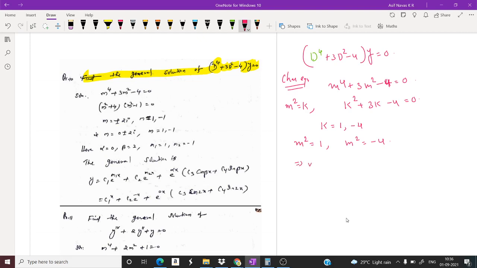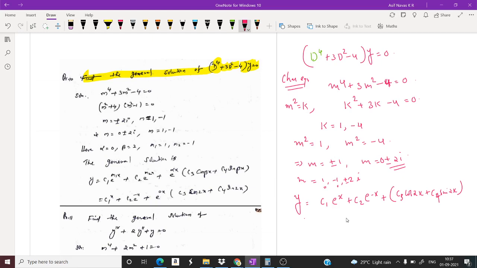Now, which implies m is equal to plus or minus 1. And here m is equal to plus or minus 2i. So how many roots are there? m equal to 1, minus 1, plus or minus 2i. So now we can write the solution. There are two real and distinct roots, so c1 e raised to x plus c2 e raised to minus x, and there is a complex root. Alpha is 0, right? 0 plus or minus 2i. So you will get e raised to 0 times C3 cos 2x plus C4 sin 2x. Is it clear?